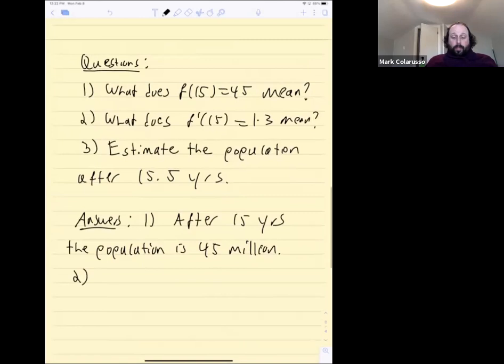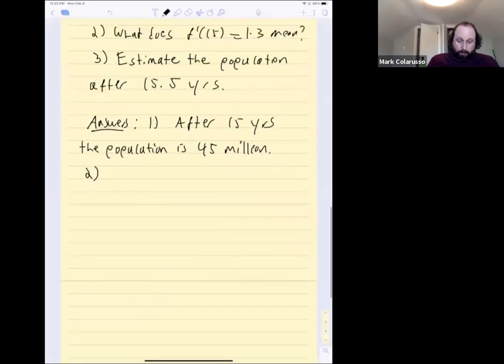So that one's easy, that's a layup. What about number 2, what does f prime of 15 equal 1.3 mean? Let's think about this. The derivative is the rate of change of f with respect to t. So this is the rate of change of the population with respect to time. And f prime of 15 equaling 1.3 says that at that instant, at 15 years, the population is increasing at a rate of 1.3 million people per year.